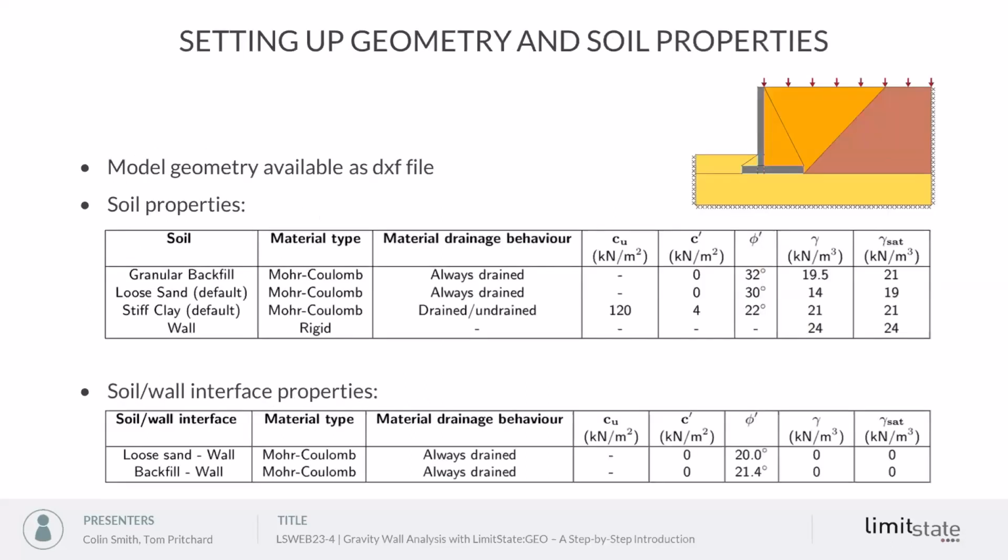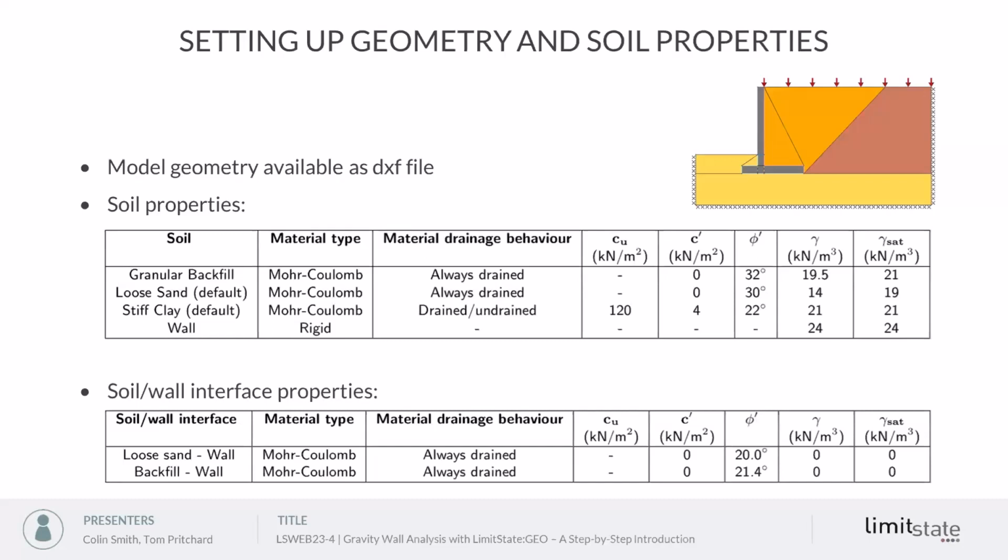So the model, as I've said, will be available as a DXF file. The soil properties we're going to use are as follows in this table. So a granular backfill is going to be a drained material. In the software, we have the option to define materials as either always drained, that will generally be granular material, undrained materials, or materials that can be both drained and undrained, depending on whether you're doing a long-term or a short-term analysis. And those would include clay-type soils.